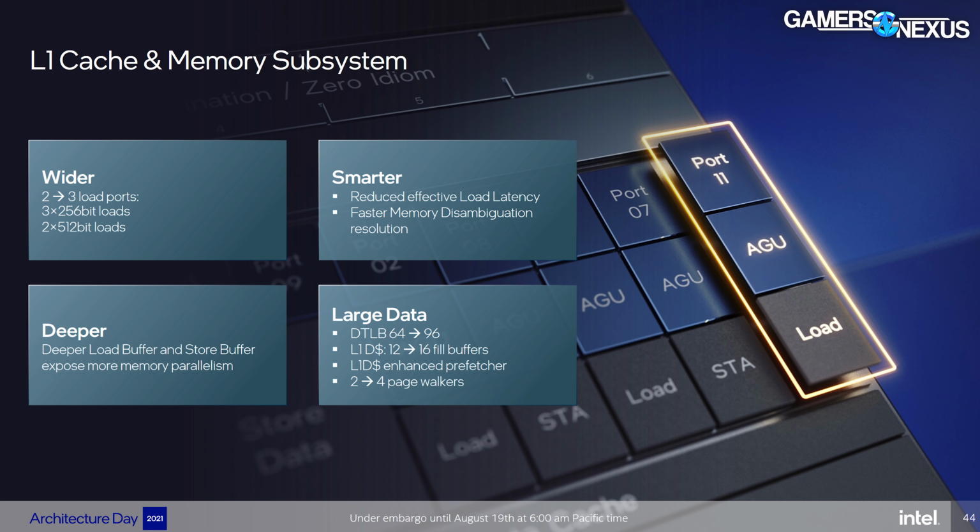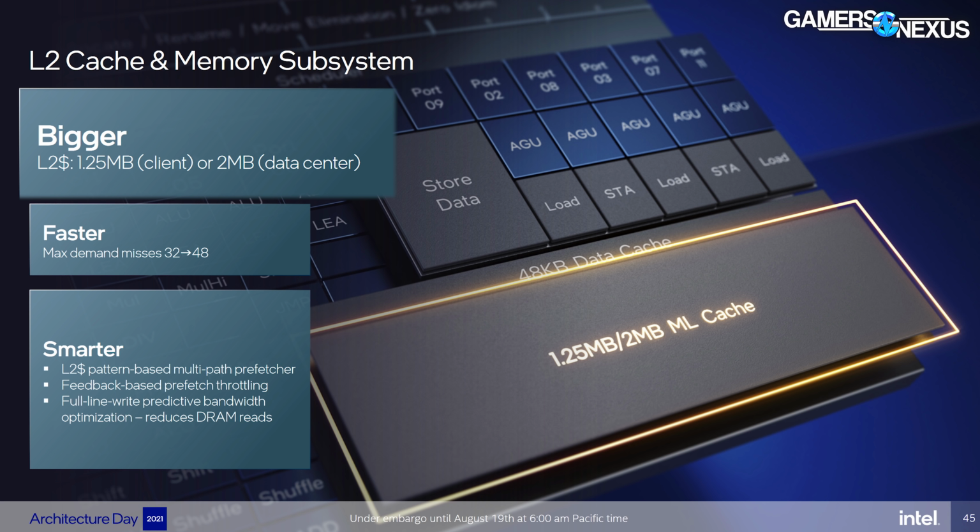There were several changes made in the P-Core's L1 cache and memory subsystem from Rocket Lake as well. Notably, the load buffer and store buffer were both increased, and the L2 cache went from 512 kilobytes per core in Rocket Lake to 1.25 megabytes per P-Core in Alder Lake for client products.